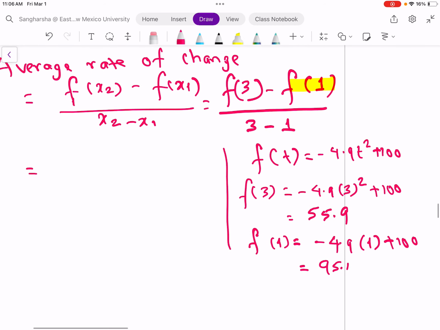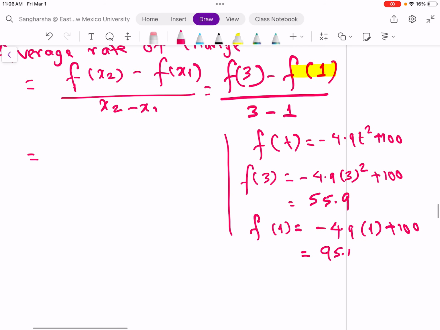Now let's substitute this. Our f of 3 is 55.9 minus our f of 1, which is 95.1, divided by 2. And what is this equal to? The final answer is negative 19.6.